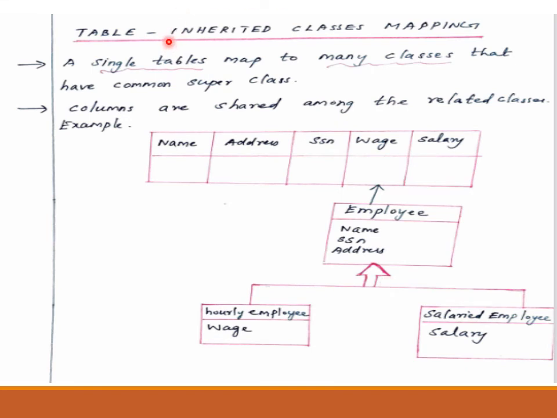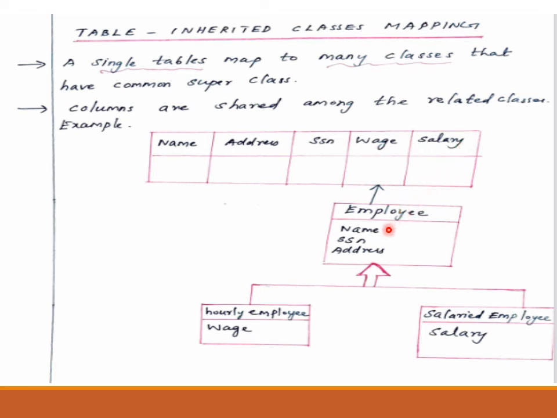Then we can move on to the third one, table inherited classes mapping. Here a single table is mapped to many classes that have a common superclass. The columns are shared among the related classes. In the example, name, address, SSN, wage, salary.